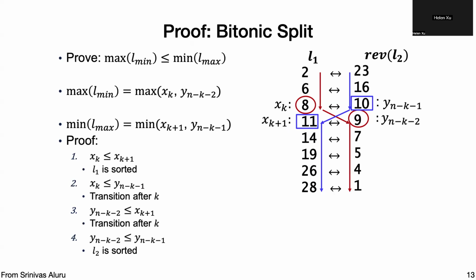Yeah, xk is this thing, xk plus 1 is this thing, and then xk is at most this thing, because otherwise it wouldn't have been put into L min. And then the transition point is at most the point at which you start putting stuff into max, and then you just use transitivity. Questions?